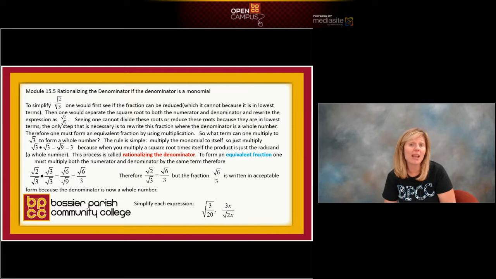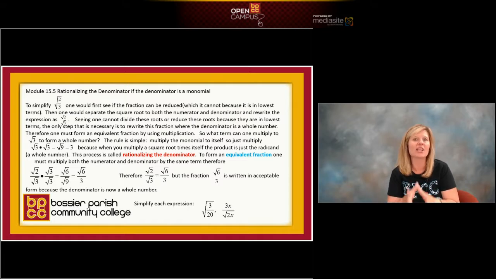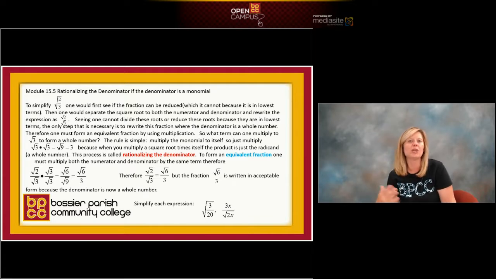So now we have a real major issue, because we can't leave the answer like that. In mathematics, when you write an answer as a fraction, the denominator always must be a whole number. So what we have to do is go back to 3rd grade and think about the concept of equivalent fractions. How can I write a fraction that's equivalent to square root of 2 divided by square root of 3? And we all know from 3rd grade math, to write equivalent fractions, we do the operation of multiplication.